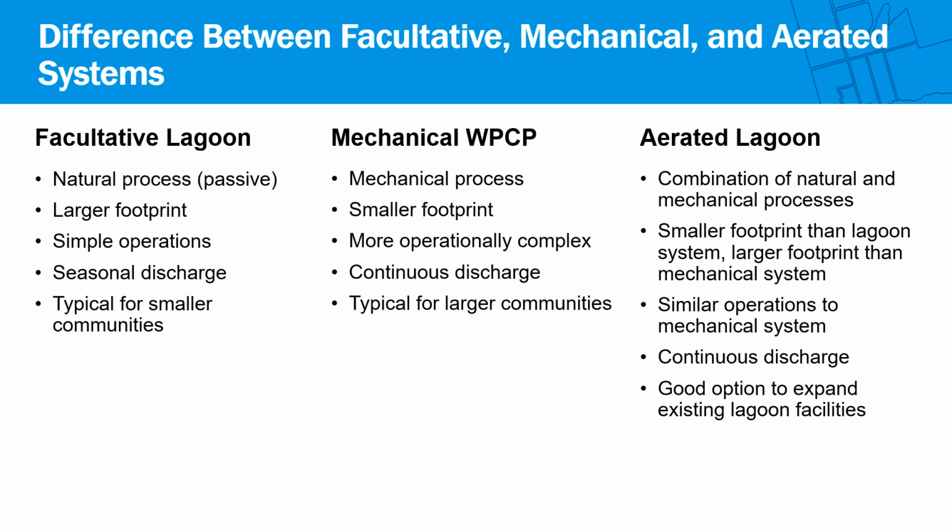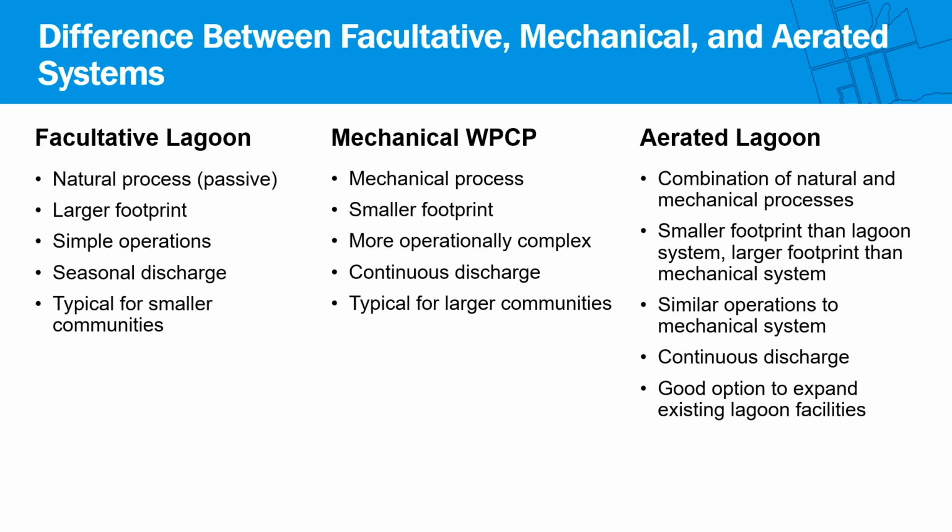Mechanical treatment plants use mechanical equipment such as air blowers, pumps and mixers to accelerate biological treatment processes to remove organic matter and solids from the wastewater. These processes require smaller footprint but are more operationally complex. These facilities are typically designed to discharge continuously, eliminating the need for large storage tanks or lagoons. Given their smaller footprint, these plants are used where there are site constraints.